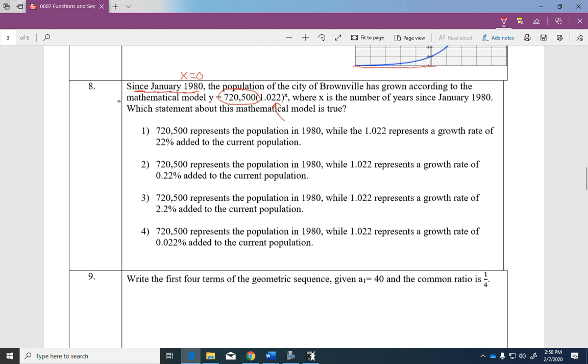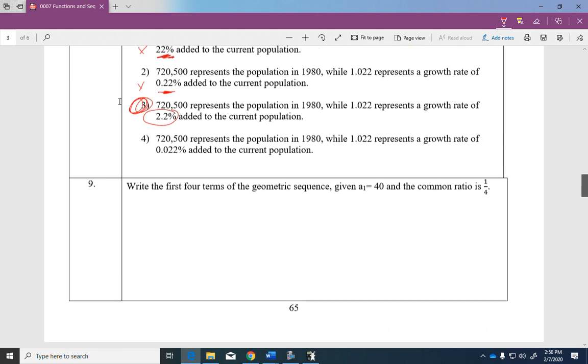That number came from 100% plus some other kind of percent. Let's move this decimal 2 places to the right, and I get 102.2%, which means it came from 100% plus 2.2%. So now I'm going to look at my choices. This does represent the population, but 22% was not added on. 0.22% was not added on. It's this 2.2% that was added on. It's choice 3. Be careful of your decimal point location, obviously.